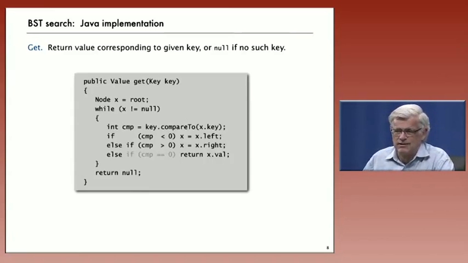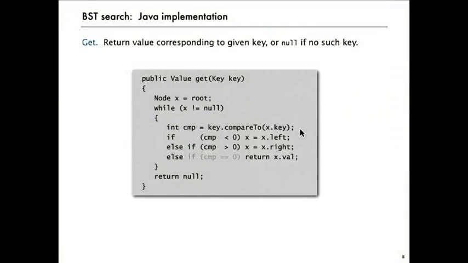As long as our current node x is not null, we do a comparison between the key at node x and our search key. If our search key is less, we go to the left. If it's greater, we go to the right. And if it's equal, and we don't even have to test that, that's why it's in gray. If it's not less or greater, it has to be equal. Then we return the value right at that node.